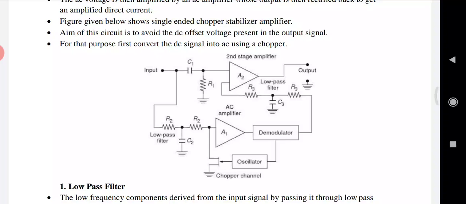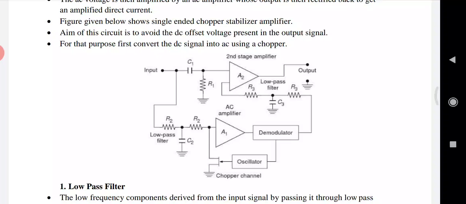So in this chopper amplifier, we can see a low pass filter, that is R2, C2 and R2, then a chopper, then a demodulator, then again a low pass filter, then a second stage of amplification. That is all about the working of this chopper amplifier.